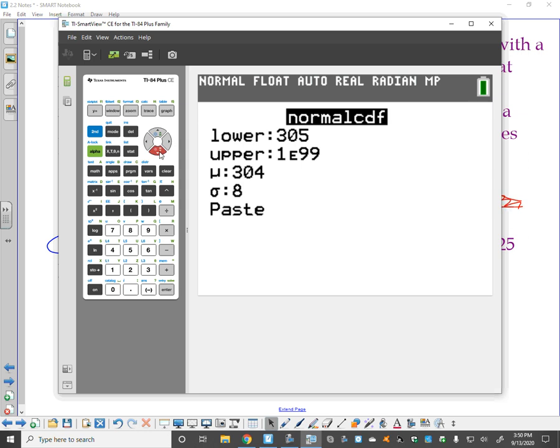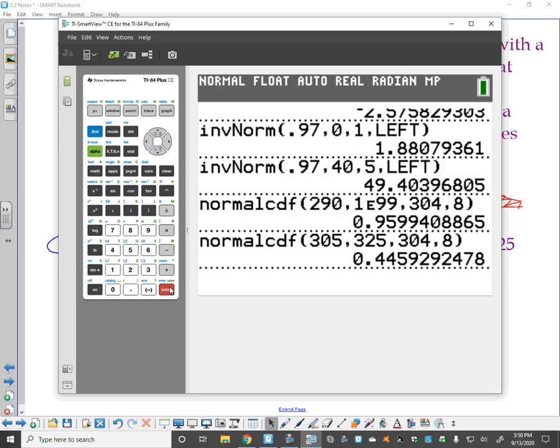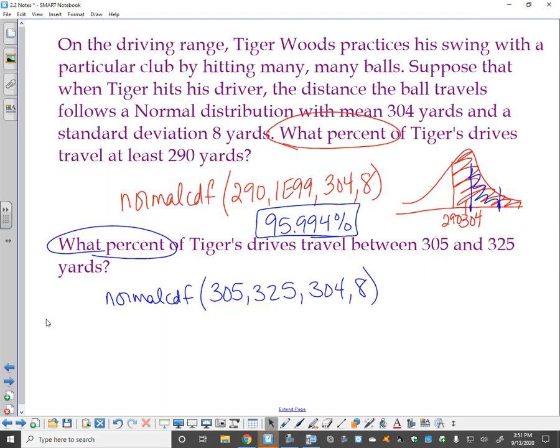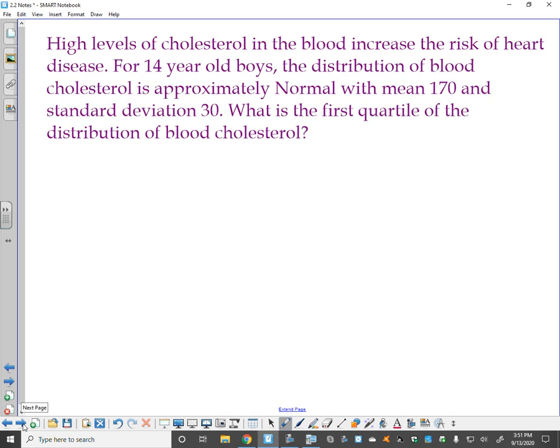305, 325, 304 and an 8. 44.593%. 44.593% of his drives should travel between 305 and 325 yards. Okay, home stretch, hang in there.